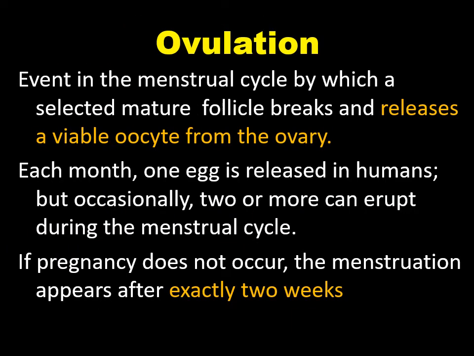Ovulation means the release of a viable oocyte from the ovary, and every month one egg is released in humans, although occasionally two or more can erupt during the menstrual cycle. If there is no pregnancy, the menstruation appears exactly 2 weeks after ovulation. And this is to tell you that the luteal phase is always fixed at 14 days.